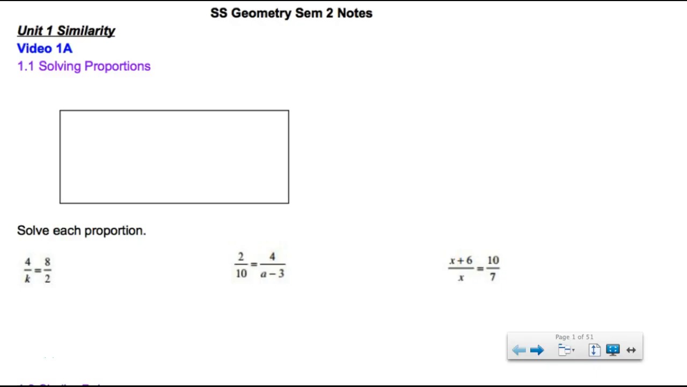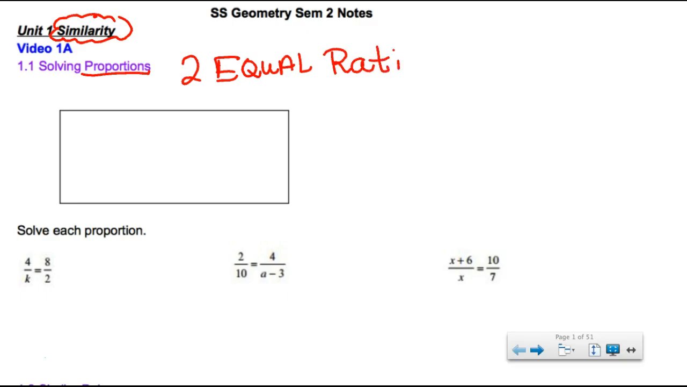Welcome to Unit 1. In this unit, we're going to be doing stuff with similar figures, and in order to execute most of the problems, you're going to have to solve a proportion. So, first of all, a proportion is two equal ratios. And you probably don't need a whole lot of review on solving these because it's an Algebra 1 topic, but just in case, we're going to throw two equal ratios up here with variables.